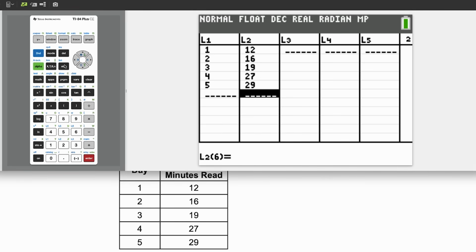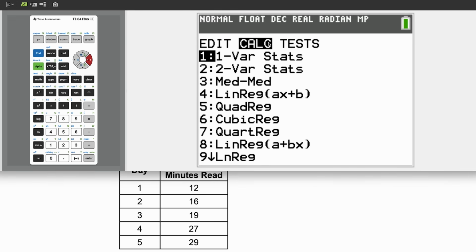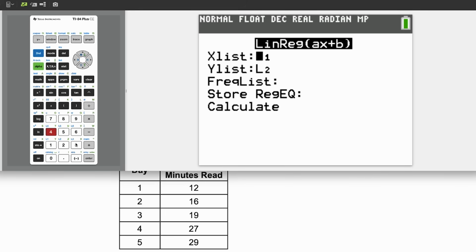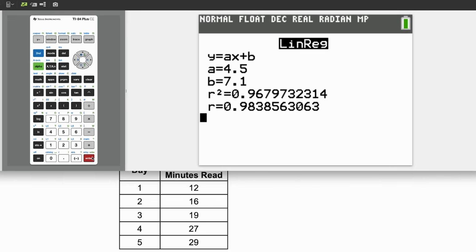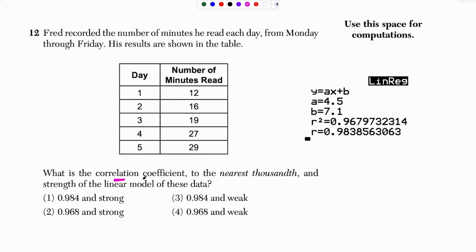Once I have everything typed in, I go to stats, go to the right to calculate. Linear regression is number 4, and I just press enter all the way through calculate. We're looking for the correlation coefficient, which is the R value here, and we're going to round to the nearest thousandth. The thousandths place is a 3, and to the right is an 8, which tells us to round up. Remember, if the number to the right is 5 or higher, you round up. If it's 4 or lower, you round down. So R is equal to 0.984. Once again, we're rounding up, so we bump 3 up to 4.